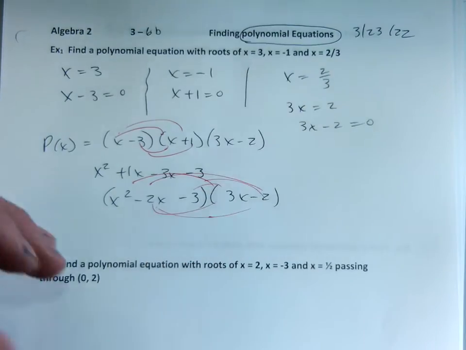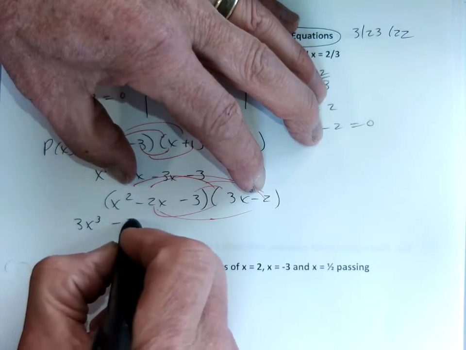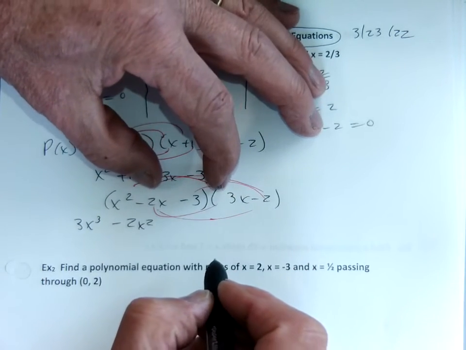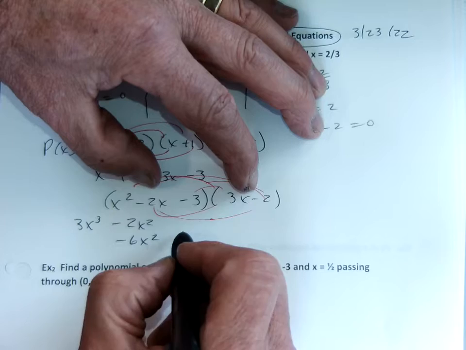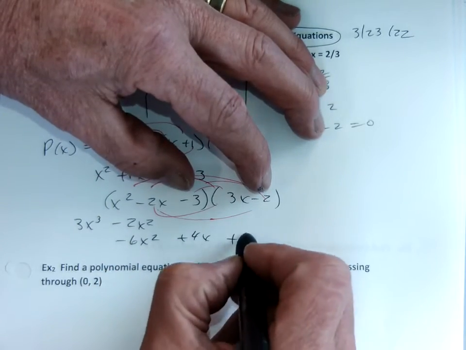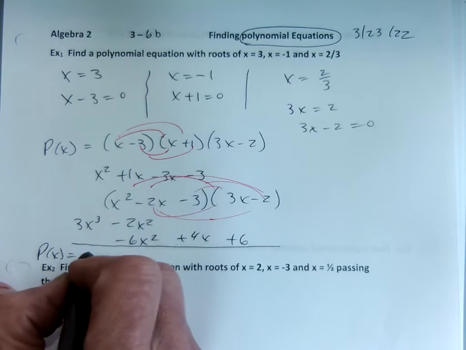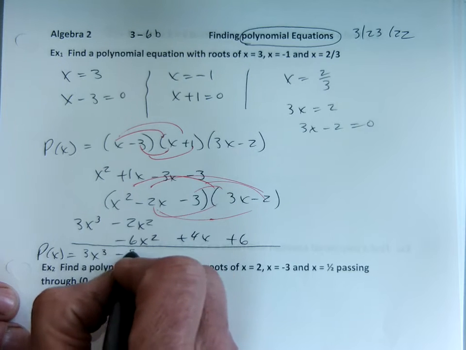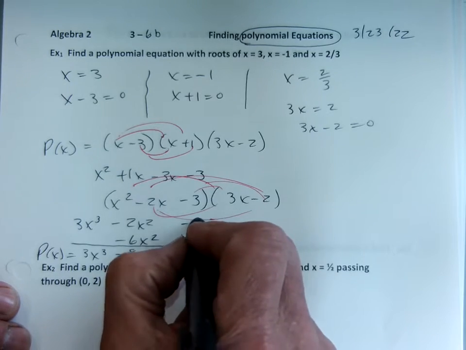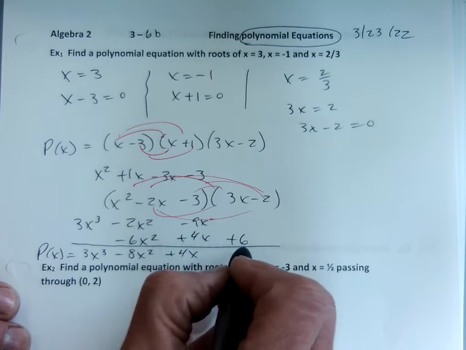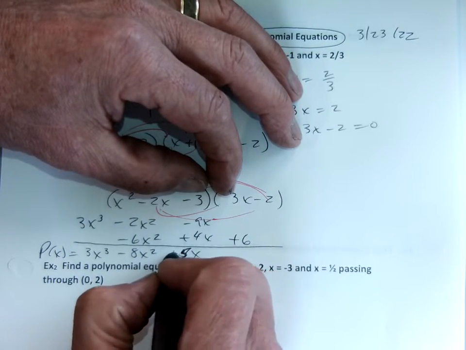And so I'm going to get a 3x cubed minus 2x squared minus a 6x squared. I like to line them up. It makes it easy for me. Plus a 4x plus 6. My original polynomial would have been 3x cubed minus 8x squared plus 4x. I must be missing one. Minus 9x. Darn it. Wait, what about the plus 6? Well, I got that, but I missed one right there. Shoot. Minus 5x plus 6.